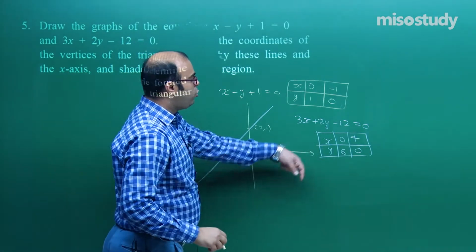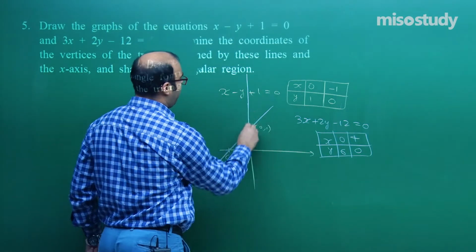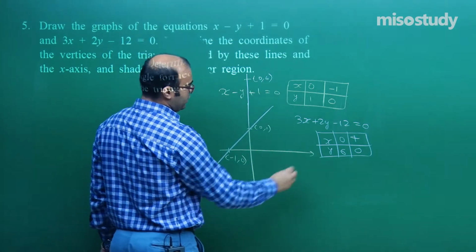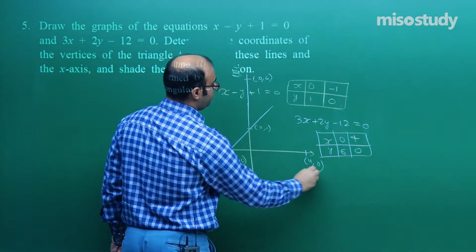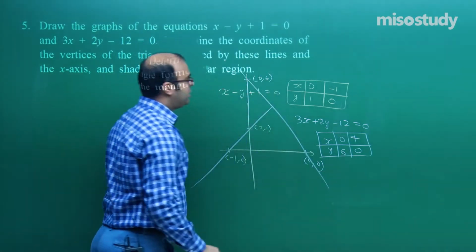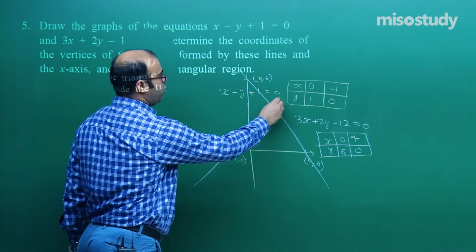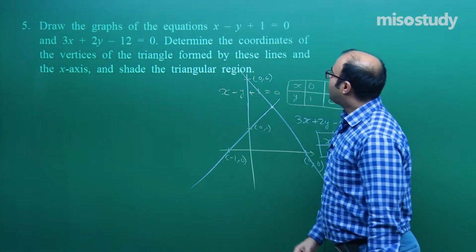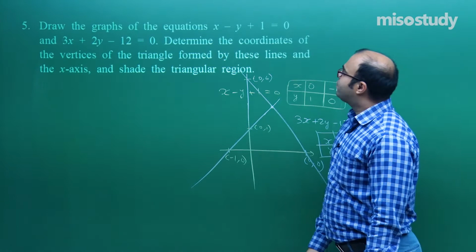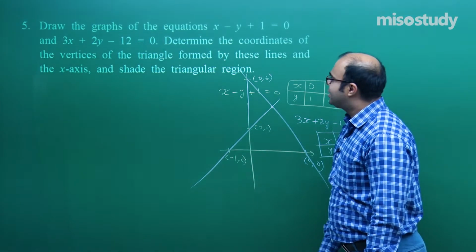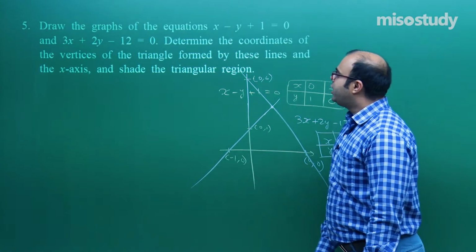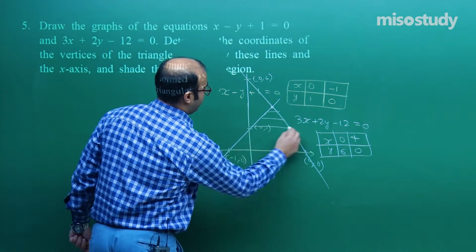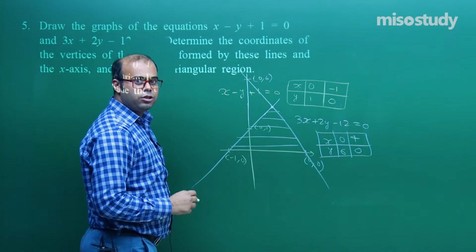So the point is (0, 6), which is somewhere here, and (4, 0), which is somewhere here. So we join these 2 points, and this is the line, another line. So these 2 lines intersect at a point. Now let us see, determine the coordinates of the vertices of the triangle formed by these lines and the x-axis, and shade the triangular region. So the triangular region which we get is this one, with the x-axis and these 2 lines.